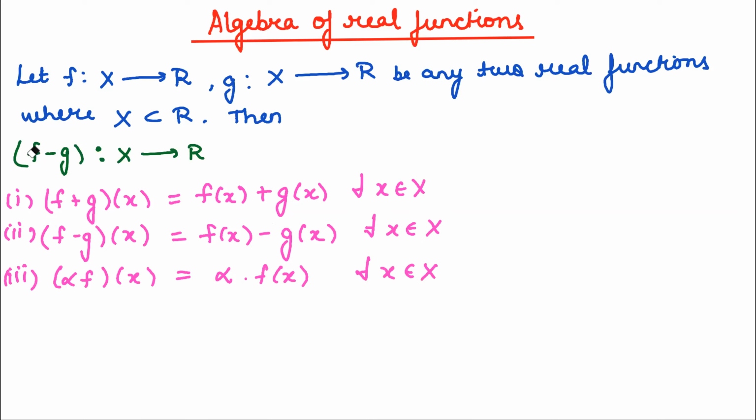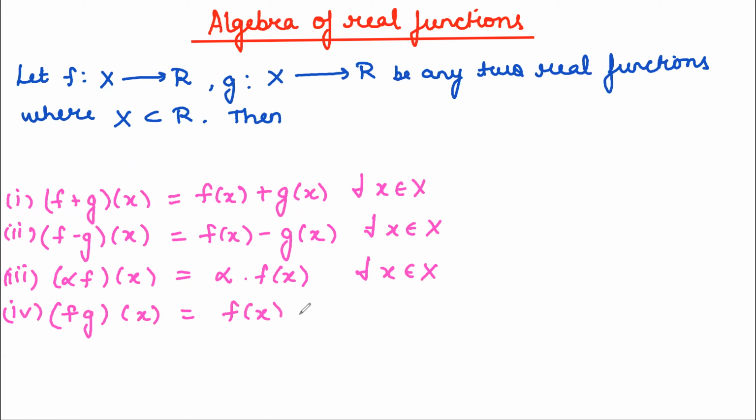If you have to define the multiplication of two functions, both are functions. Now, इधर तो हमने एक स्केलर देखा था. Now if you have both to be the function, so f into g of x is defined as f of x into g of x. This is also for all x belongs to x.